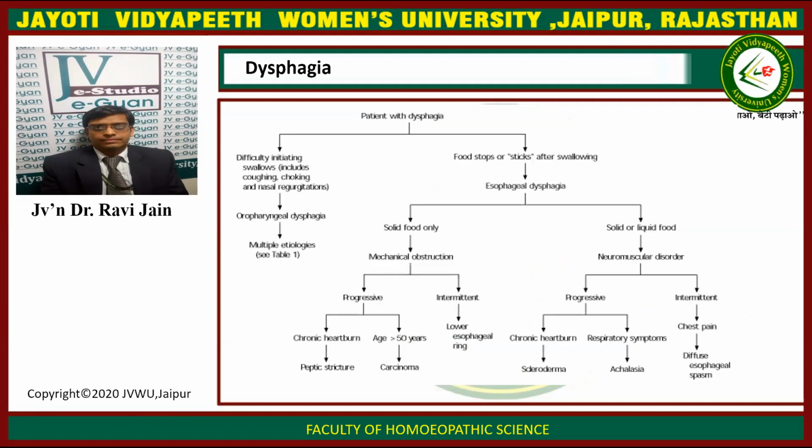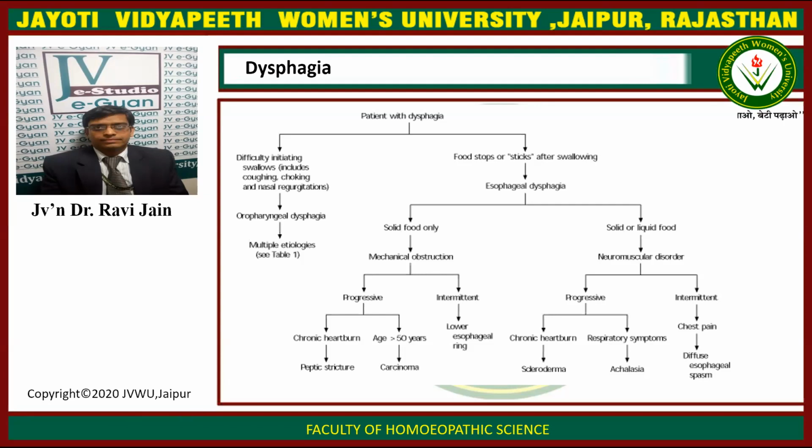Now this is the flow chart showing what should be checked when a patient approaches you with dysphagia, and what the probable diagnosis can be. There are two conditions. Number one, difficulty in swallowing that includes coughing, choking, and nasal regurgitation. You have to look for oropharyngeal dysphagia, and there can be multiple etiologies.